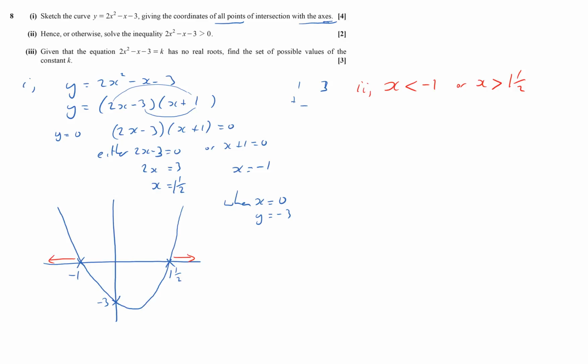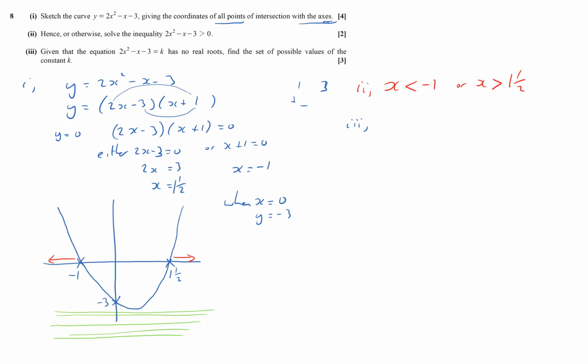And finally, part 3, I'm going to go back to blue. Part 3, given this has got no real roots, find the set of possible values of the constant k. So let me just check it is my same curve. When's it equal k? Well, k has got to be anywhere, I'm not sure, I'll do it in green, anywhere down here. So x could be, or what that is, but any of these values, there'll be no real roots because it doesn't hit. Get really close, but so I need to find out the minimum point there.